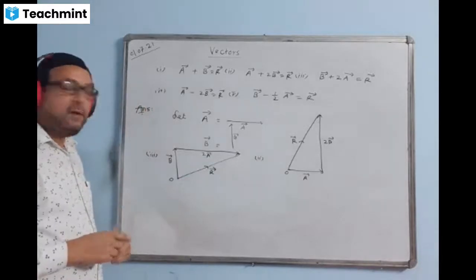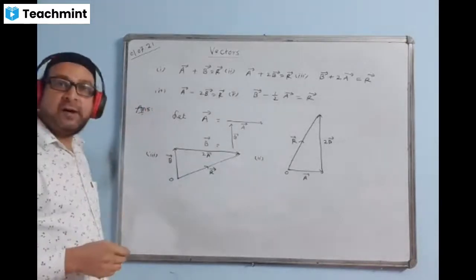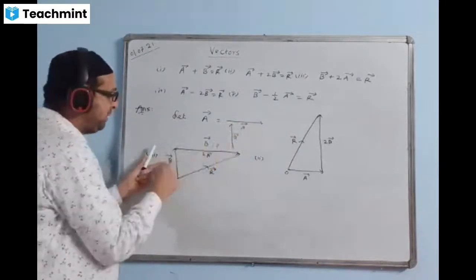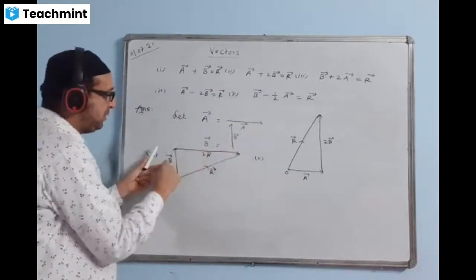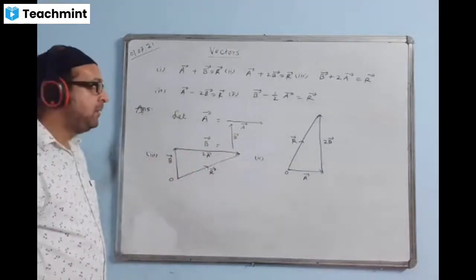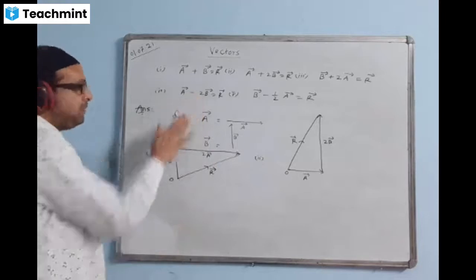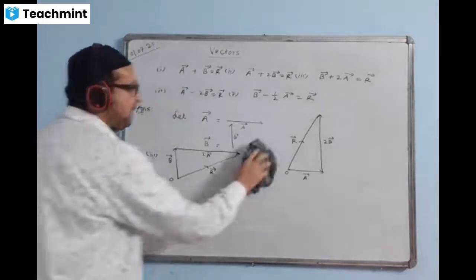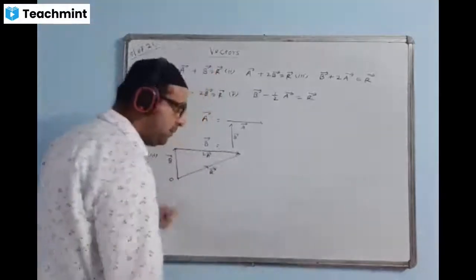This way we'll do. If they ask you to find the magnitude of R, if B is suppose 3, and A is also 3, then 3 and 2 3s are 6. So use the Pythagoras theorem and we'll find it. So let us do the diagram of this fourth case. Diagram of case number 4.